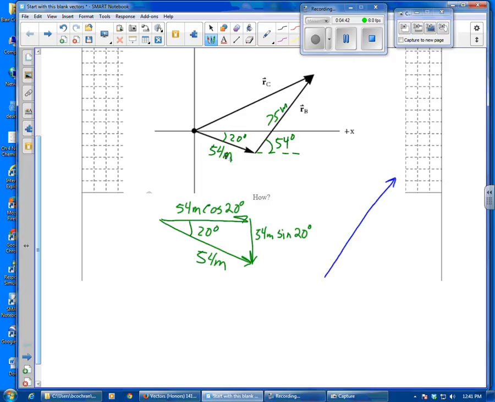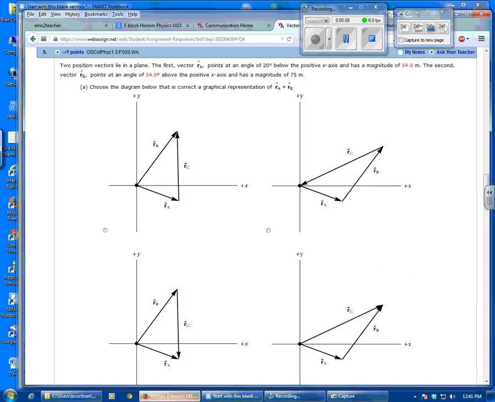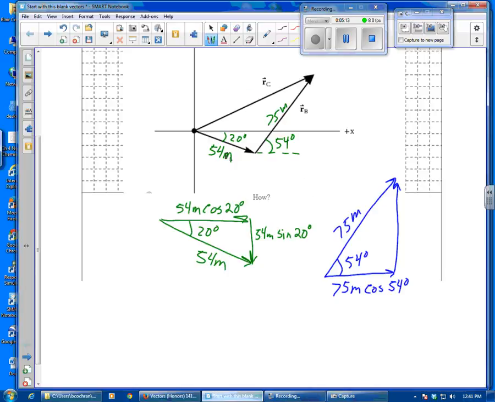RB goes this way. Where this is 54 degrees and this is 75 meters. So the adjacent side again is 75 meters cosine 54 degrees. From my problem again, it said we all have 75 for the length of the second vector. And then the opposite side will be my 75 meters sine 54 degrees.